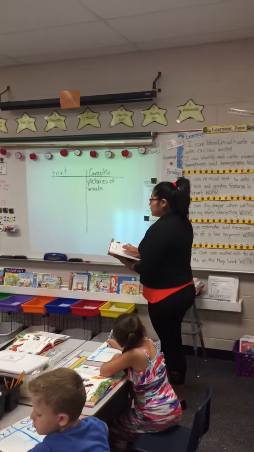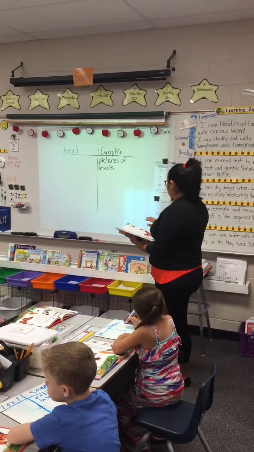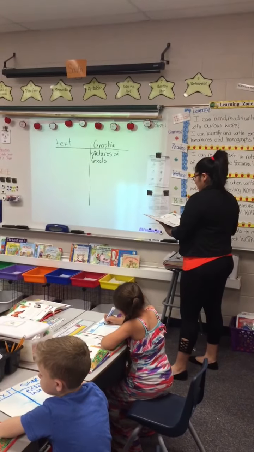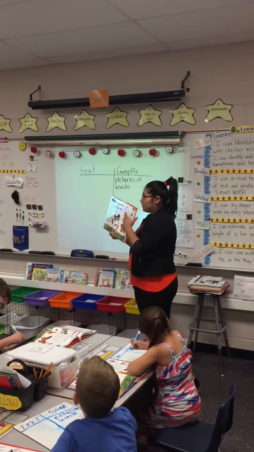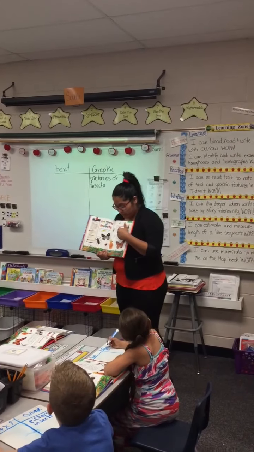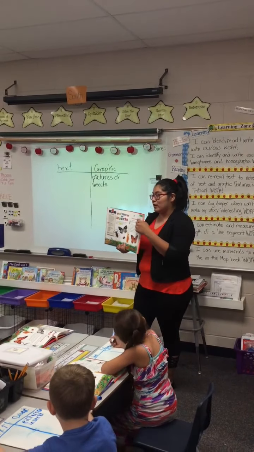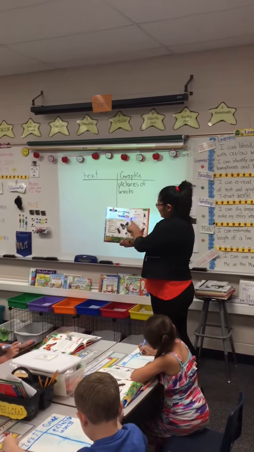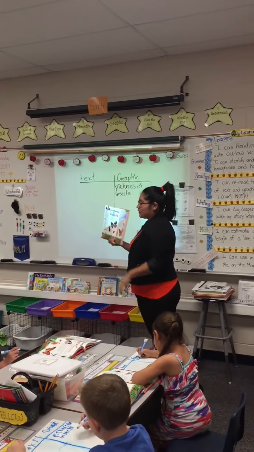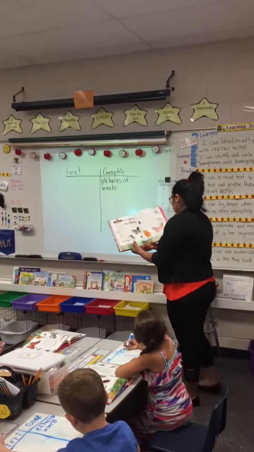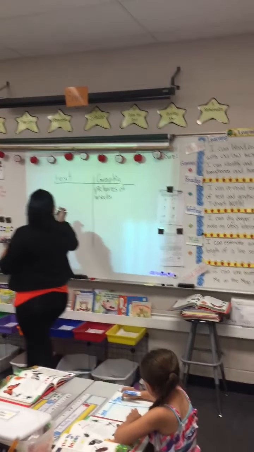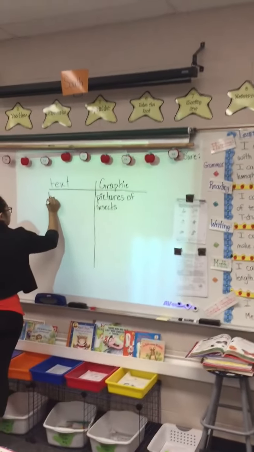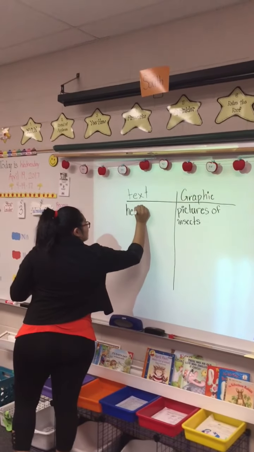And then I also see a text feature on the page. And that one, you can see right here at the top of the paragraph that we're reading, it has a heading and it's in red. So it's bigger than the other words and it's a different color so it stands out. So I'm gonna go ahead and put that one down too. And then those are called headings, so I'm gonna write heading.